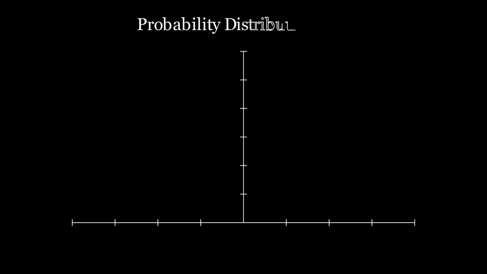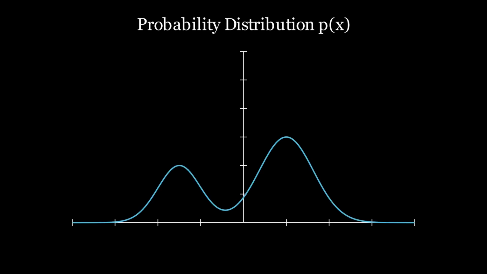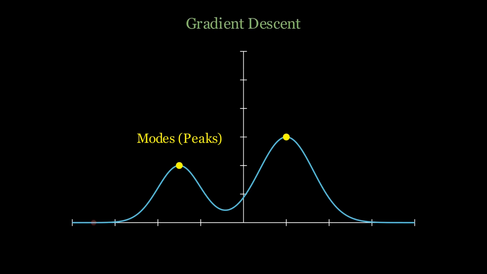Here we have a probability distribution with two modes or peaks. These yellow dots show the modes of the distribution, the points of maximum probability density. Now watch what happens when we use standard gradient descent. Starting from this red point on the left, gradient descent climbs up the distribution and converges to the nearest point. That's it. It gets stuck at this local optimum and doesn't explore anything else.